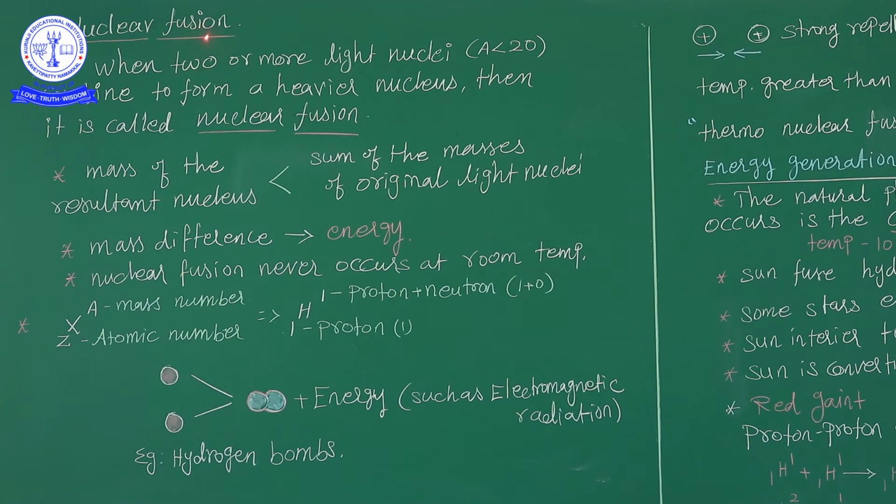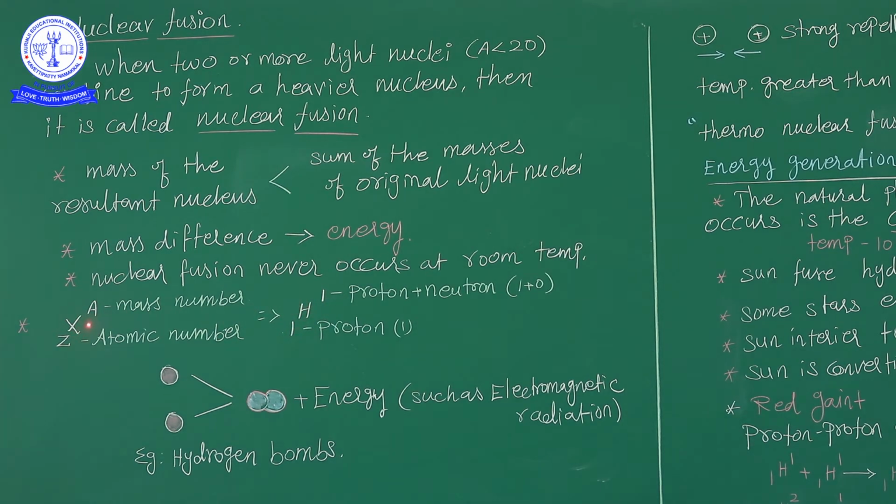What is nuclear fusion? This is the short answer, 2 marks. When two or more light nuclei, that means the mass number is less than 20, combine to form a heavier nucleus, then it is called nuclear fusion. So what are the lighter nuclei? One example of a lighter nucleus is hydrogen, that is, a proton.